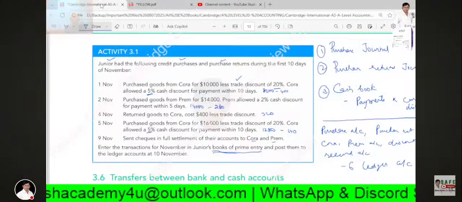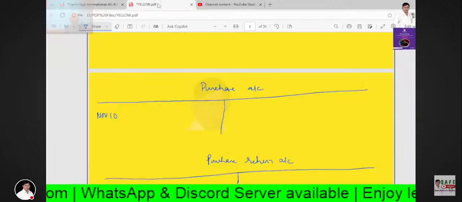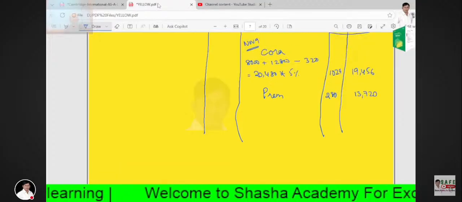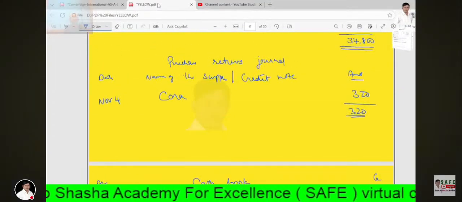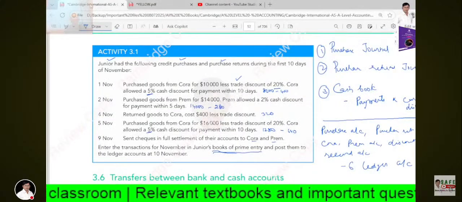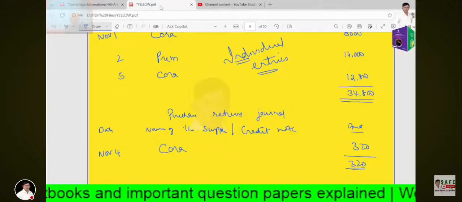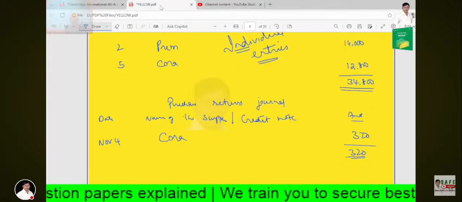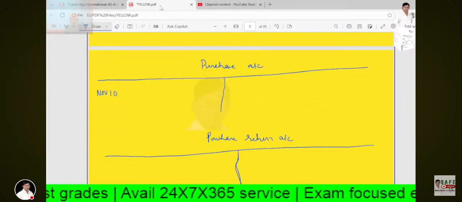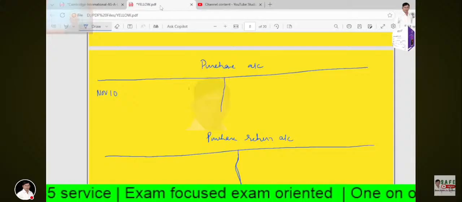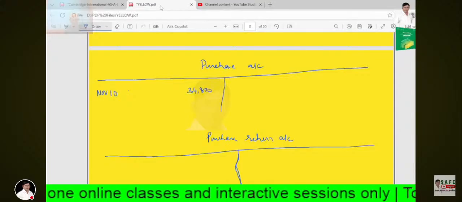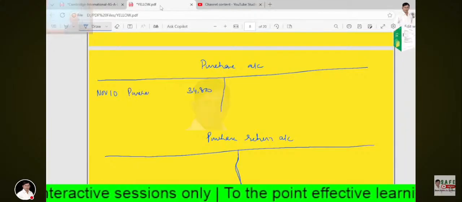What is the amount of purchases? Total purchases. We have already prepared the purchase journal. So 34,800. So we have to write 34,800, purchase journal.